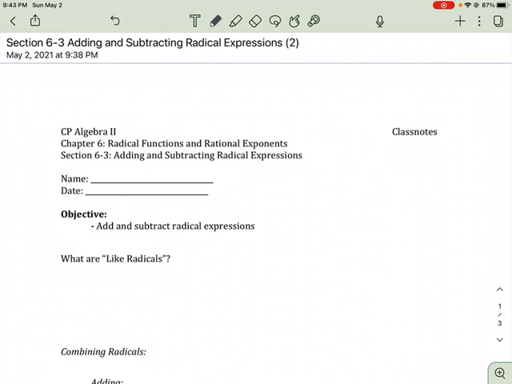Hi everyone. So today we're going to work on adding and subtracting radical expressions. We need to talk about what it means to be able to do that. Are there conditions? Are there things that have to be met before we can add? Just like when we multiply and divide, you can't multiply or divide unless the radicals are the same, like square roots, cube roots. Is that the same for adding and subtracting?